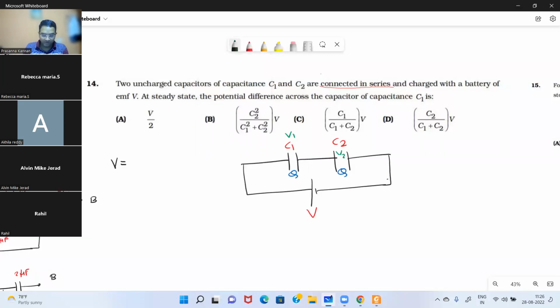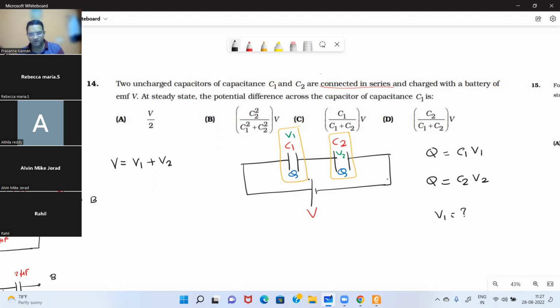So V is equal to V1 plus V2, we know that, right? And what is the relationship between these three variables, V1, C1 and Q, and V2, C2 and Q? We know that Q is equal to C1 into V1 in case of the first capacitor, correct? And in case of the second capacitor, Q2, which is Q itself, is equal to C2 into V2, correct? Now, what is asked in this question is the potential difference across the capacitor C1. V1 is asked, right?